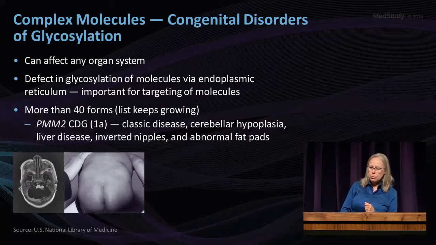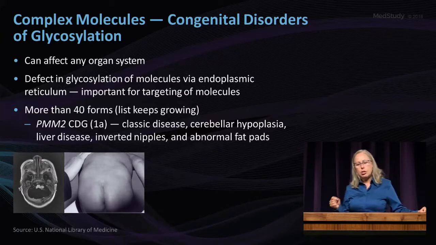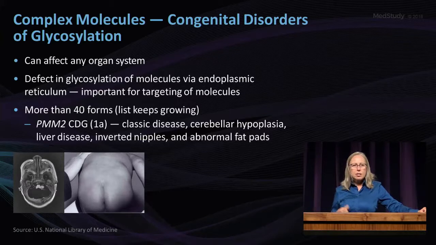There are more than 40 forms. PMM2 CDG, which used to be known as CDG1A, is the classic one that was first described. It gives you cerebellar hypoplasia, a liver disease, inverted nipples, and abnormal fat pads on the back, right above the iliac crest. It is easy to screen for with the carbohydrate-deficient transferrin, though.